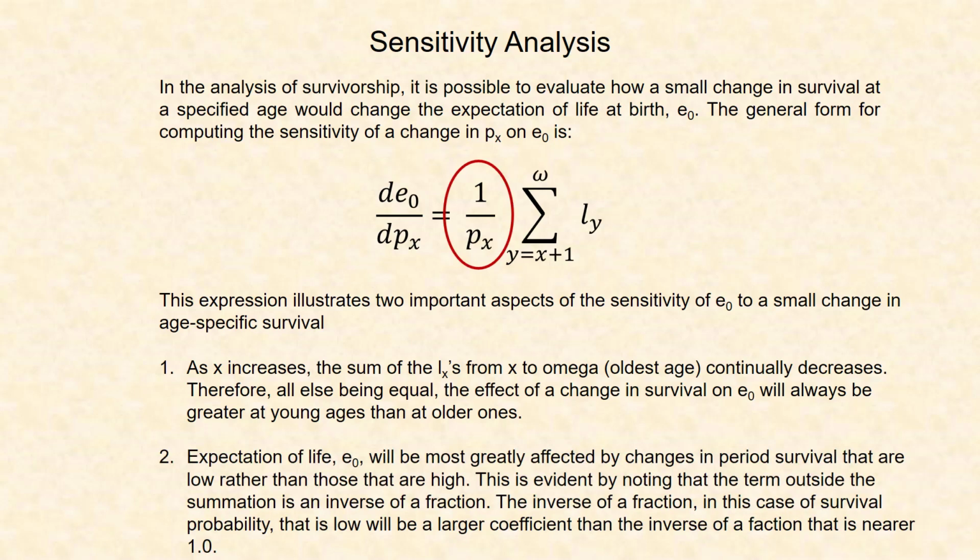Second, expectation of life, E naught, will be most greatly affected by changes in period survival that are low rather than those that are high. This is evident by noting that the term outside the summation is an inverse of a fraction. Thus, the inverse of a fraction, in this case, survival probability, that is low, will create a larger coefficient than will be the inverse of a fraction that is near 1.0.